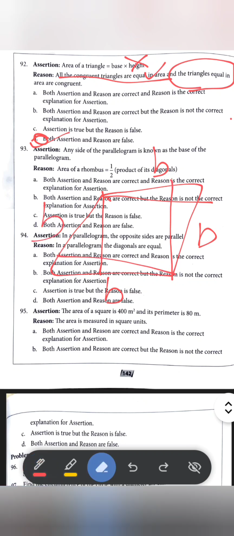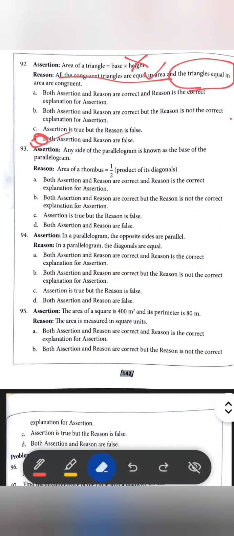Yes, correct. So here assertion is also true. Okay, sorry for that mistake. Assertion is also true and reason is also true, but they are not interrelated. So option B is the correct answer.